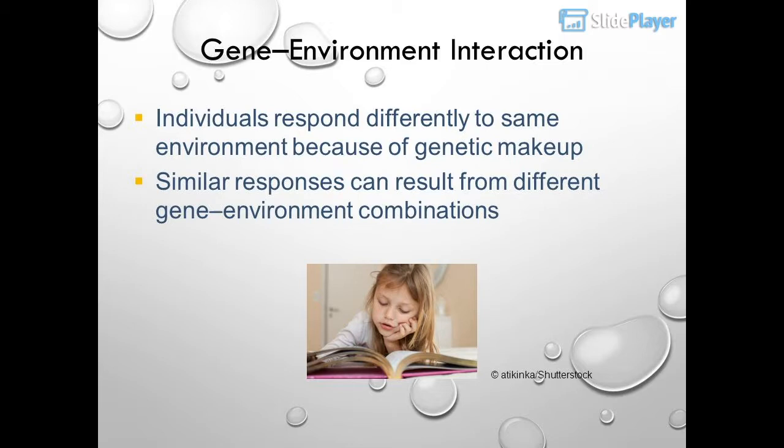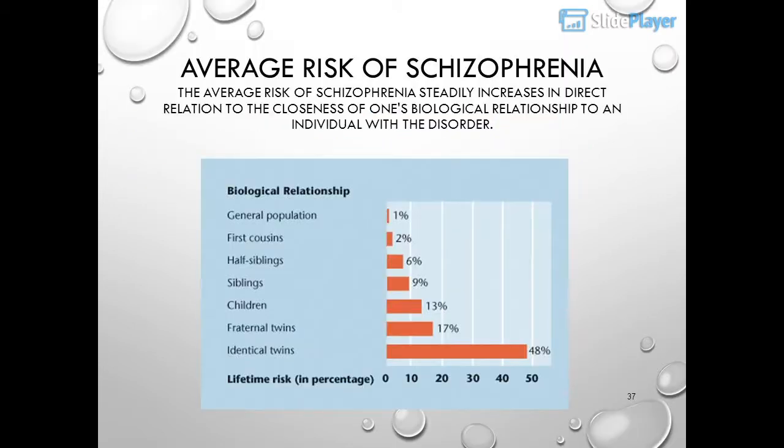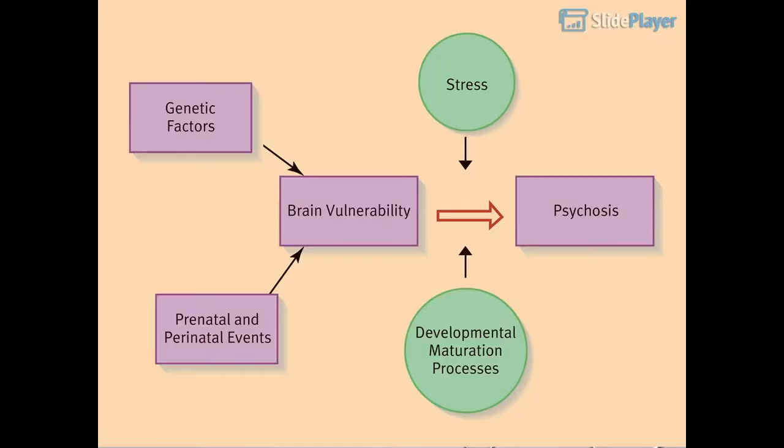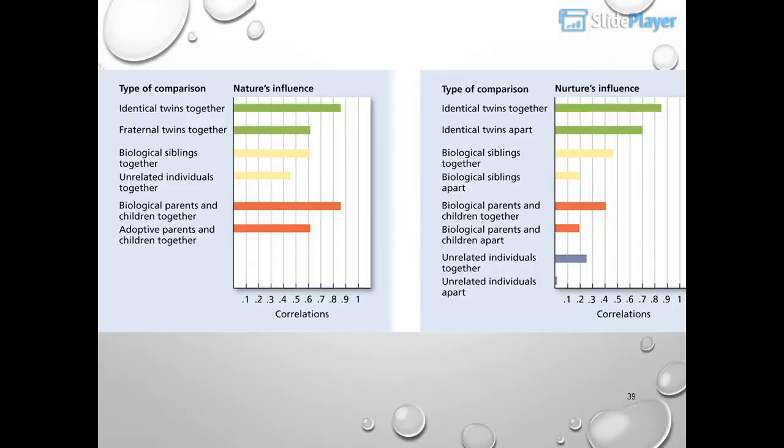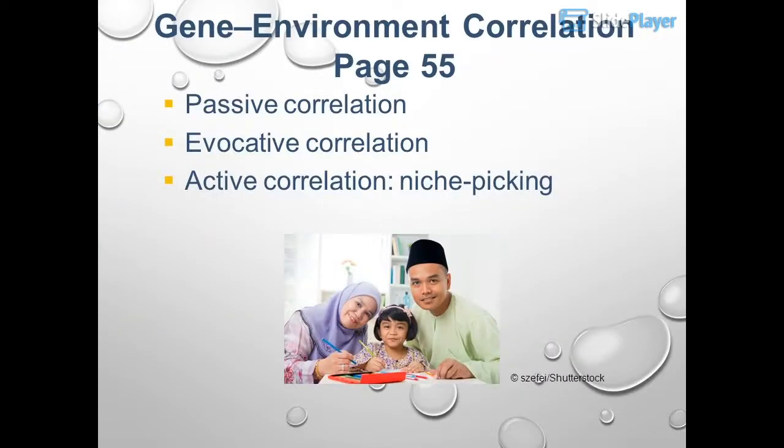Average risk of schizophrenia. The average risk of schizophrenia steadily increases in direct relation to the closeness of one's biological relationship to an individual with the disorder. Gene-environment correlation, page 55. Passive correlation. Evocative correlation. Active correlation, niche picking.